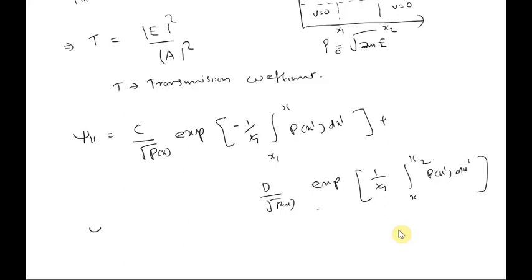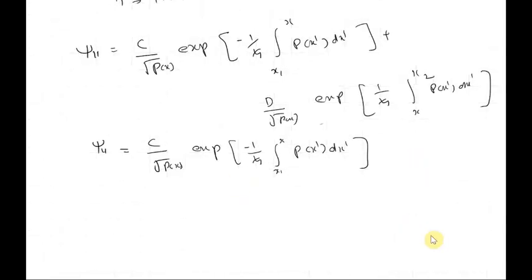Okay, so with that argument, I am neglecting this component, or this component is not there in my expression. So psi 2 is nothing but c by root p of x, exponential of minus 1 by h cross, integral x1 to x of p of x prime dx prime. Okay, so that is our wave function at the region 2. This is a WKB wave function.